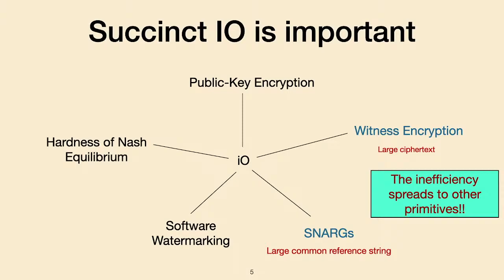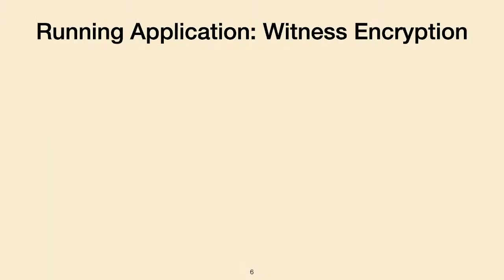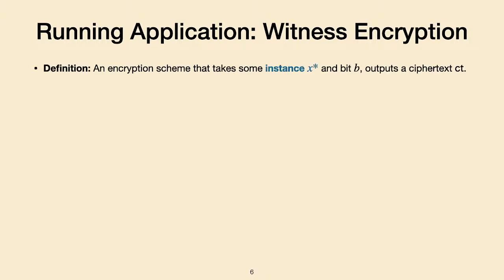So right now, for example, because we don't know how to generically construct IO for Turing machines, we end up with large ciphertext for witness encryption and large common reference string for SNARKs. So the running application I'll keep talking about today is witness encryption. I'm just going to define it.